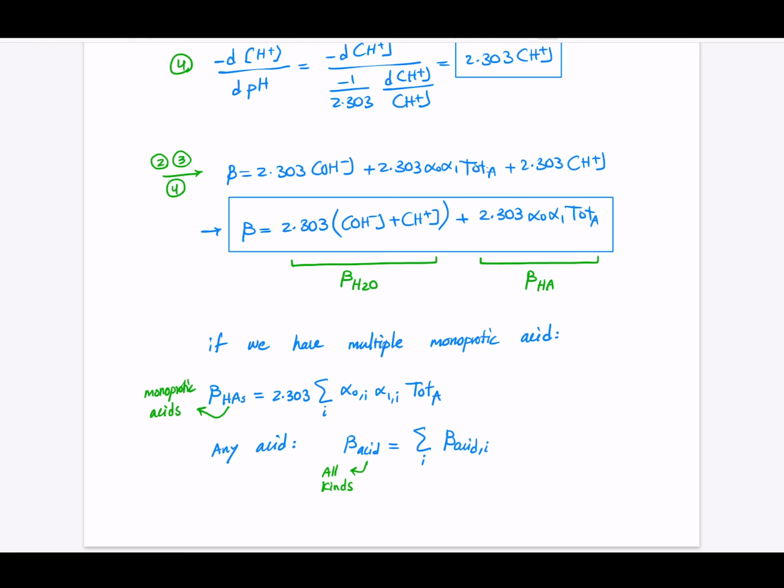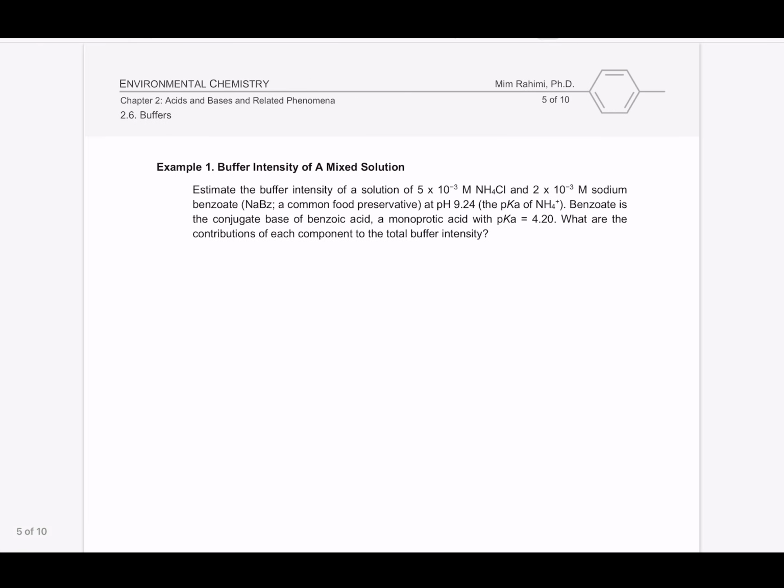Any question? Okay, so we use speciation, we use charge balance. We twist it in a way that Cb shows up by connecting that to the concentration of sodium as one of the components in charge balance. Then eventually we use some mathematical operations to get to this point to be able to calculate the buffer intensity.